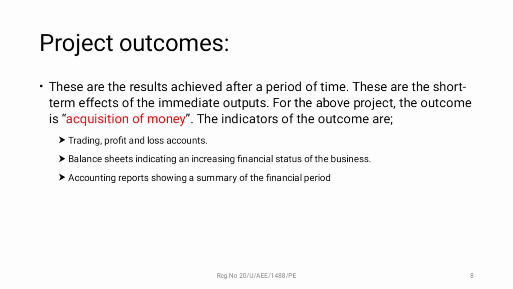Another indicator is the balance sheet, indicating an increasing financial status of a business. At what percentage does the project increase financially, hence indicating that there was acquisition of money. Another indicator of the acquisition of money as an outcome is the accounting reports showing a summary of a financial period. A financial period can be a year, 2 years, 3 months, depending on the set objectives of the project.